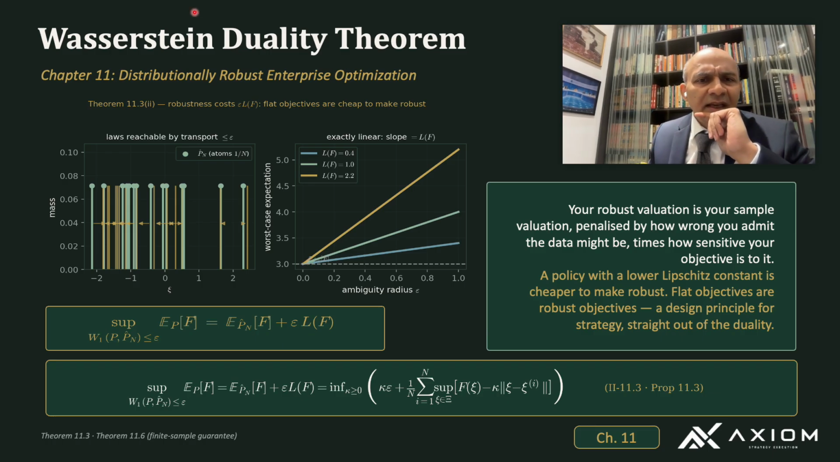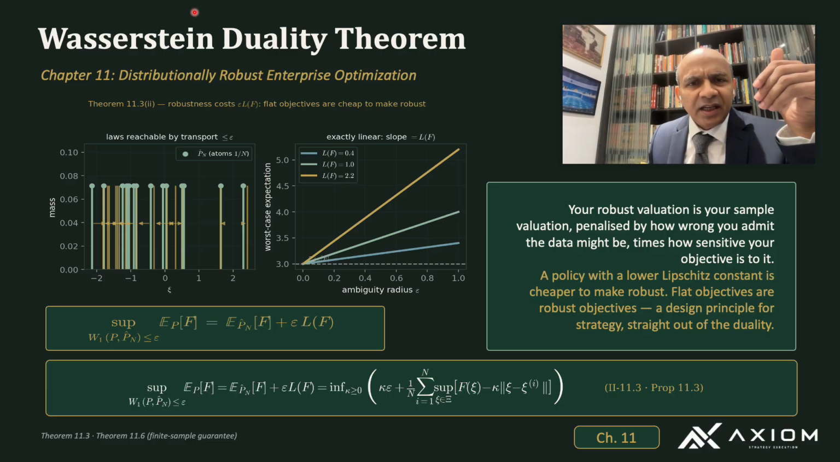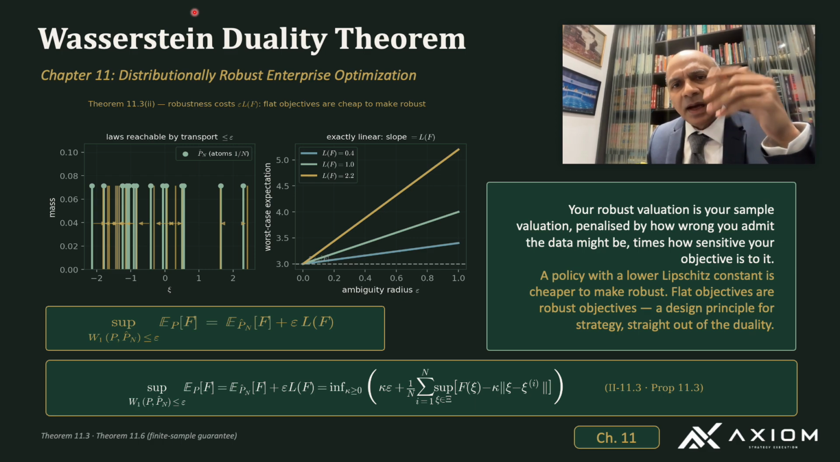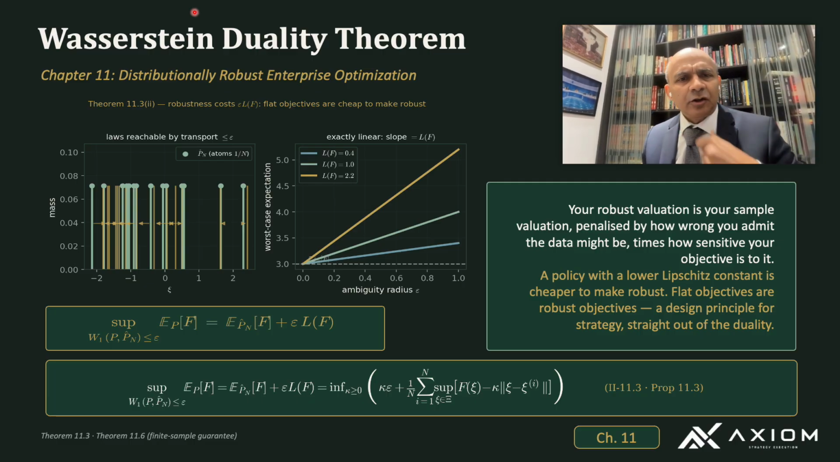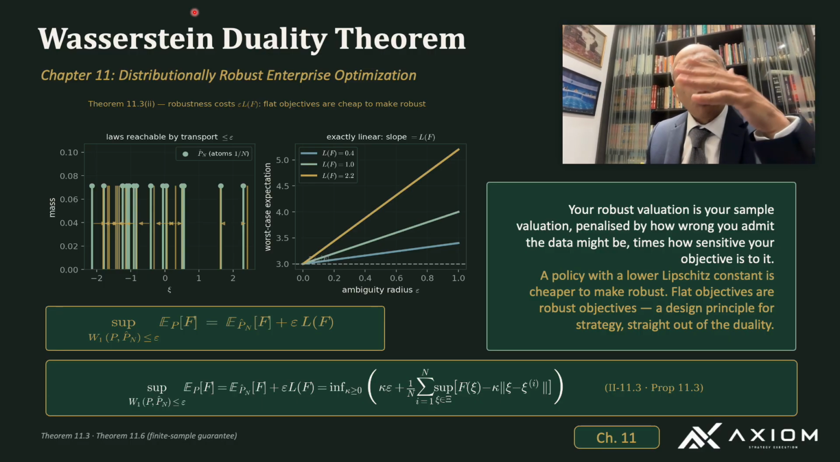Theorem 11.3 is about the Wasserstein duality. Wasserstein duality converts distributional ambiguity into a tractable robustness penalty. For a Lipschitz objective, the worst case expectation over a Wasserstein ball equals the empirical expectation plus ambiguity radius multiplied by Lipschitz sensitivity. The Kantorovich-Rubinstein result says that the Wasserstein distance between two probability distributions P and Q can be understood as the largest possible difference in expected value that the two distributions produce over all functions that are not too sensitive to changes in their input.